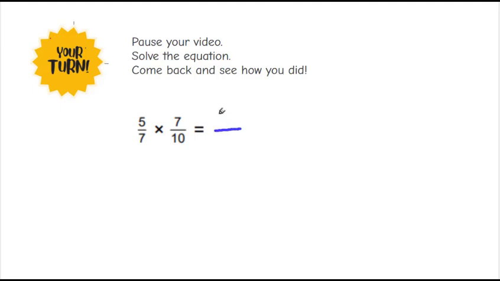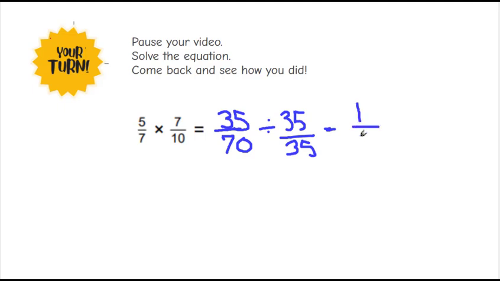5 times 7 is 35, and 7 times 10 is 70. Actually, 35 times 2 is 70. So I can divide both of these by 35 to simplify. 35 divided by 35 is 1. 70 divided by 35 is 2, and our answer is 1/2.